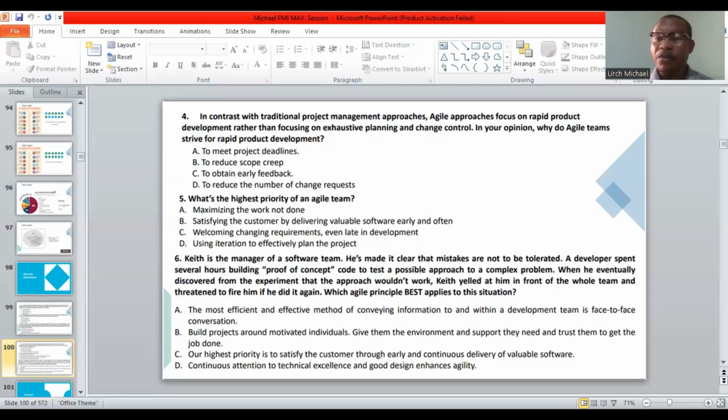And what are the advantages of the PMP exam? If you become PMP certified, you have the privilege of getting a salary raise in your place of work. You have the privilege to have a remote job out there. You become globally relevant, and it makes you a global professional. That's the privilege of becoming PMP certified.